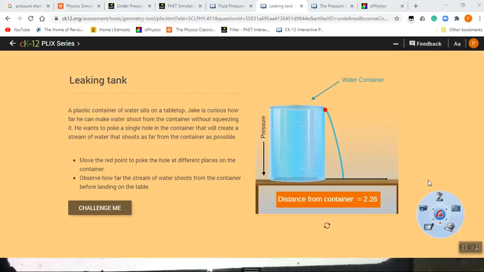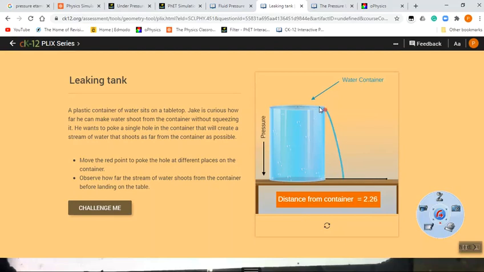Now in this simulation, as I move the hole down, we're going to investigate how far the water squirts. The further the water squirts, the distance from the container, the more the pressure is. If we take it down, we see that the distance from the container increases, and that means that pressure increases with depth, as we've seen. And the reason for that is because there's more weight above.